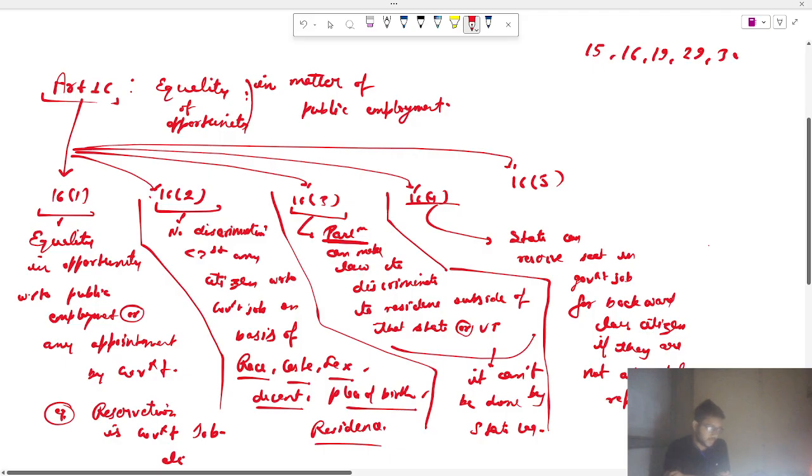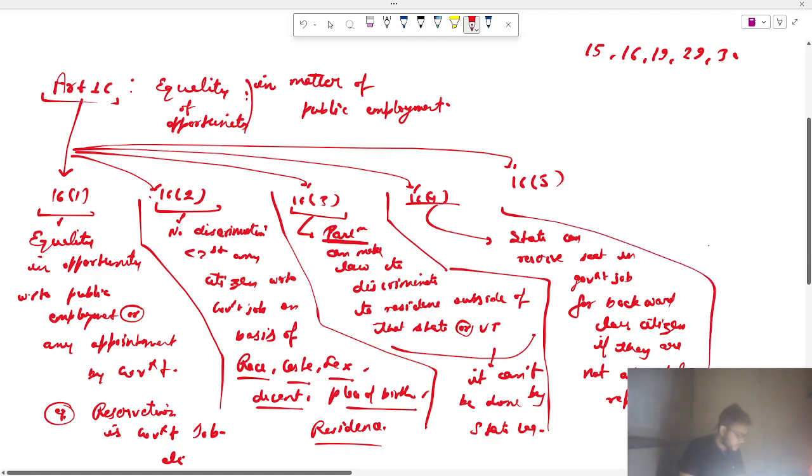Now, we have discussed Article 16.1, 16.2, 16.3, 16.4. Let's read Article 16.5 of the Constitution of India. Let's first read Article 16.4A, which says that nothing in this article shall prevent the state from making provision for reservation in matters of promotion. Now let's read Article 16.5, then we will discuss Article 16.4A.